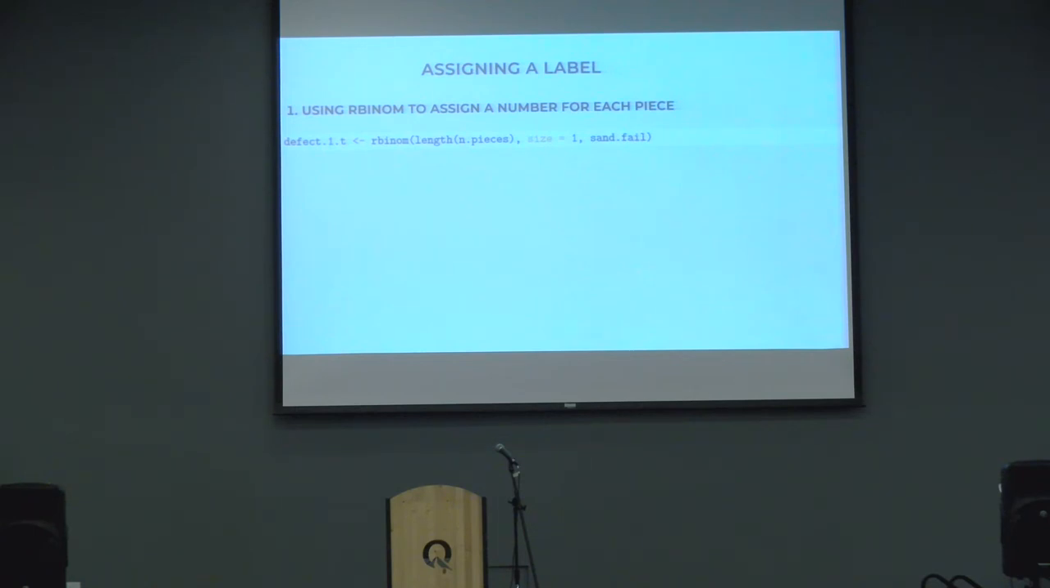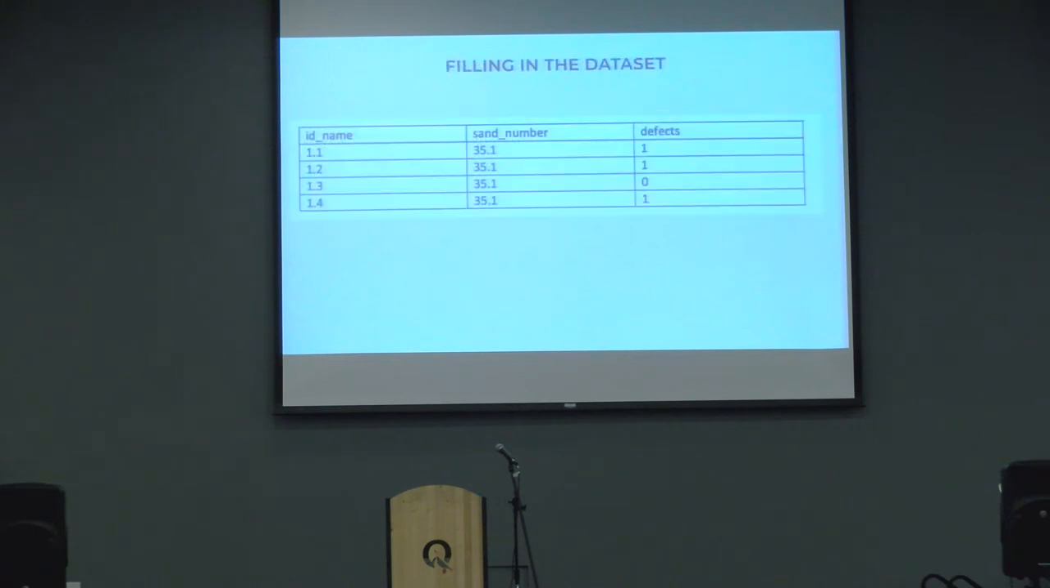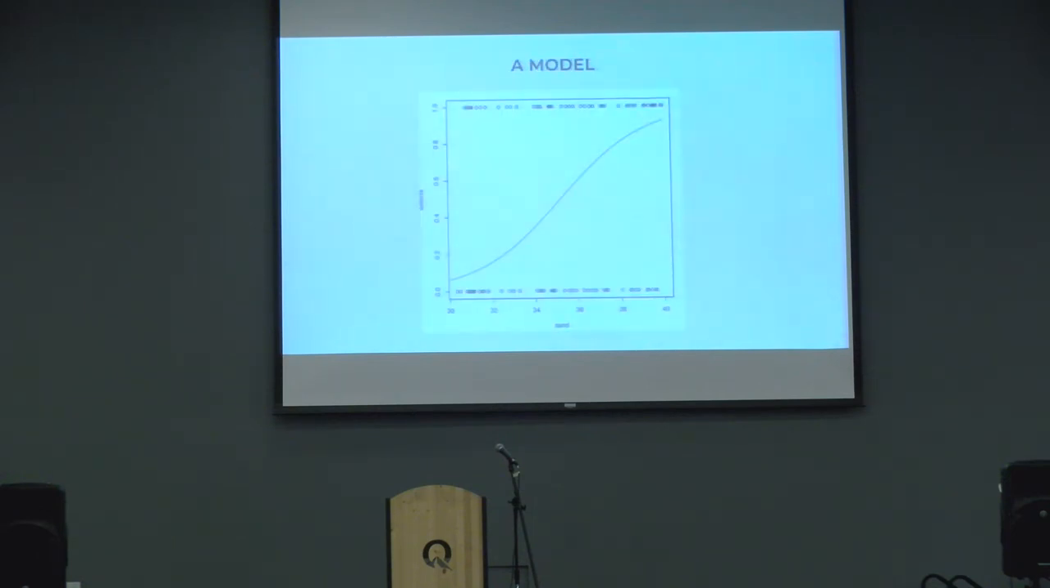As you remember, one is for defected and zero is for a good one. And the rbinom function in R does this all when you input the probability as well. So in the end, this is how our data set would look like. Keep in mind that there is probably 496 more rows, at least in how we specified it, but you get the idea. In R, I use the generalized linear model because it's great for dealing with binomial outcomes. So we have defected or not defected.